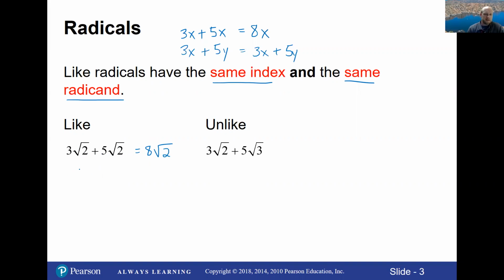And some people like to do this step. They like to do the 3 plus 5 in parentheses, and then have the square root of 2 out there, and then add the 3 plus 5 like that. If it helps you see that better, that's fine. Okay, you can definitely do that. But these, we cannot simplify because even though they have the same index of 2, there's a radicand of 2 and a 3. So we can't add those. Okay.